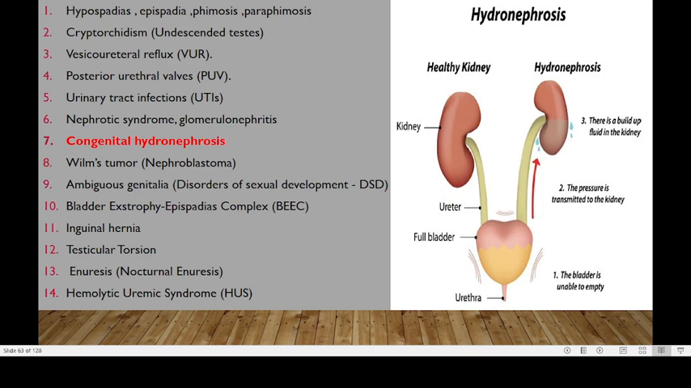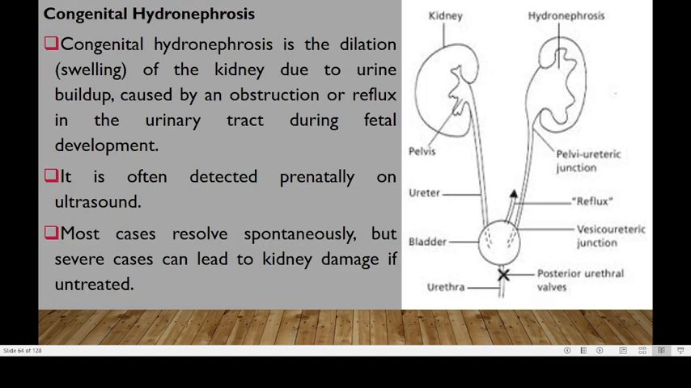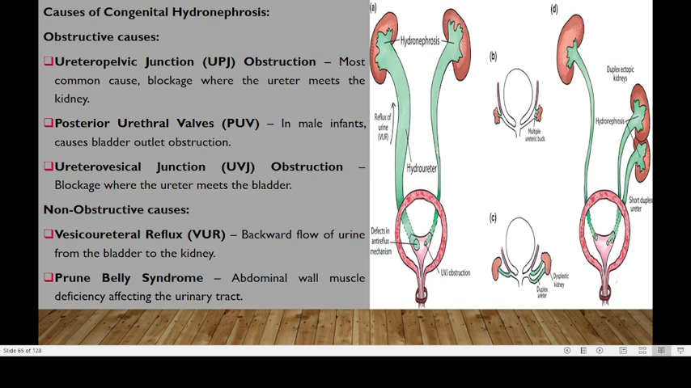The other condition is congenital hydronephrosis. Congenital hydronephrosis is a condition characterized by dilatation of the kidney due to urine build-up and is normally caused by an obstruction or a reflux in the urinary tract during fetal development. Congenital hydronephrosis is often detected prenatally on ultrasound. Most cases normally resolve spontaneously. However, severe cases can lead to kidney damage if left untreated.